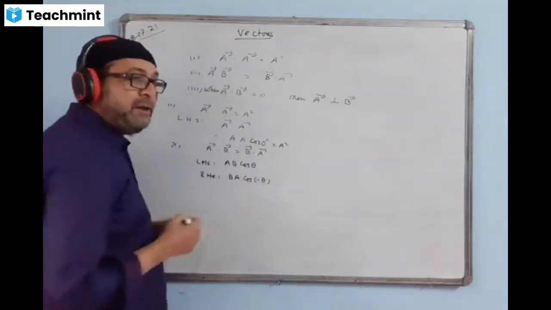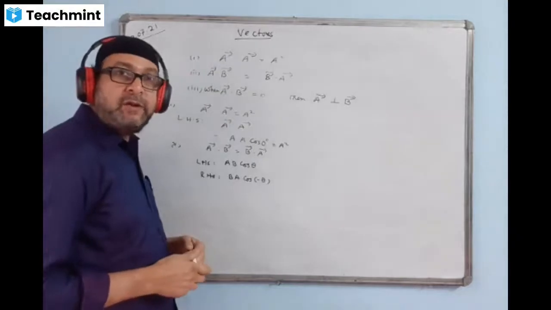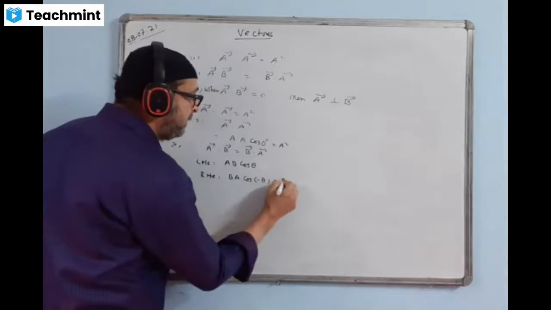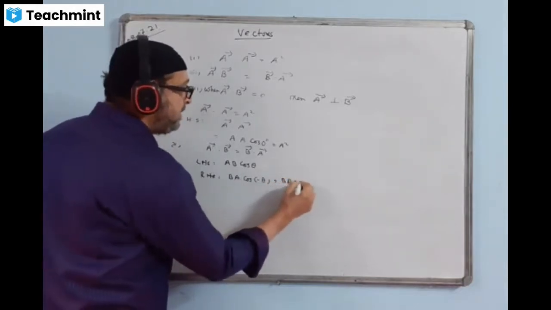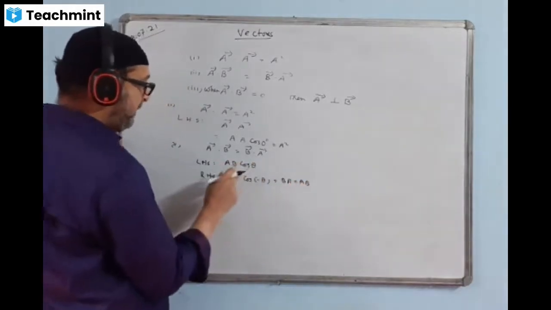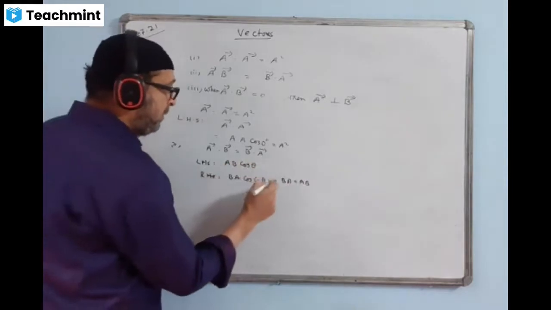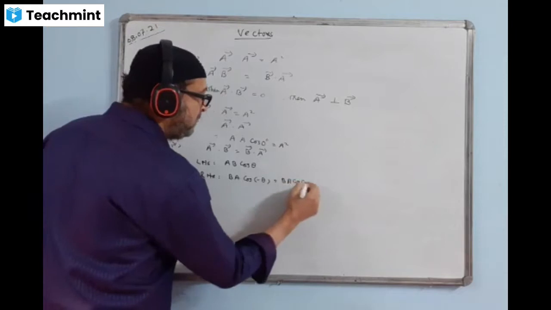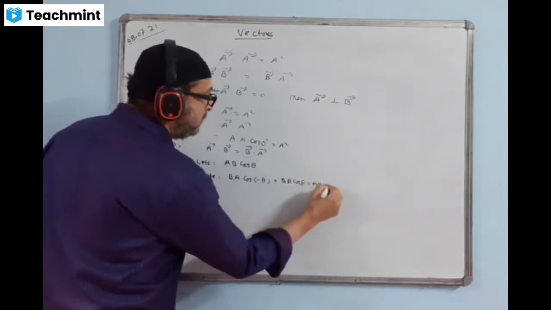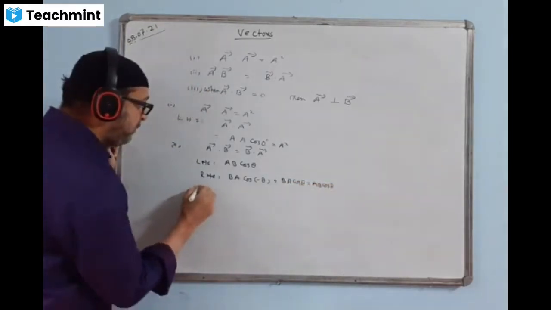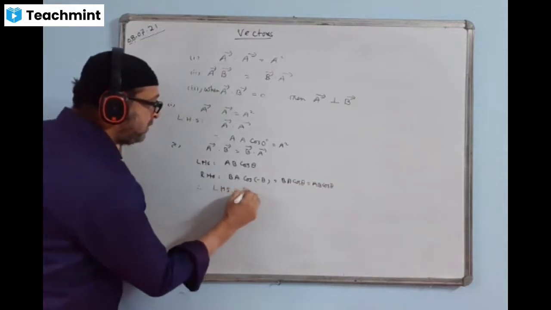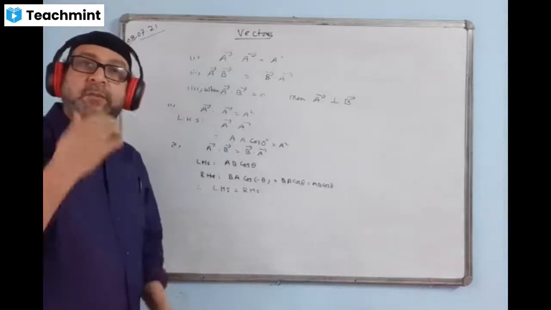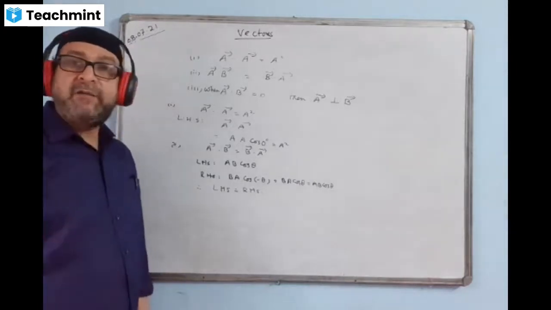Cos minus theta, in trigonometry you will come to know later on, is the same as cos theta. So your answer will remain BA cos theta. BA is the same as AB because they are magnitudes. BA cos theta is the same as AB cos theta. Therefore, LHS is equal to RHS and proved. If you have any doubts, you can stop me and ask for clarification.